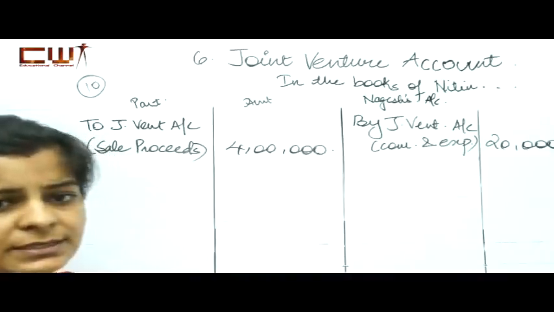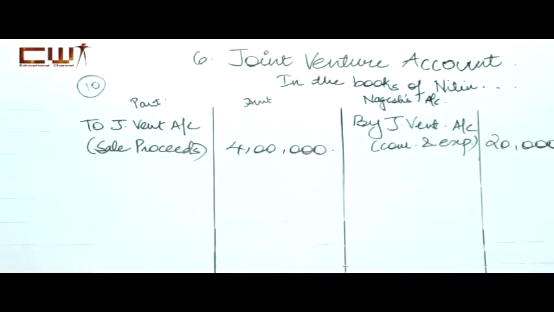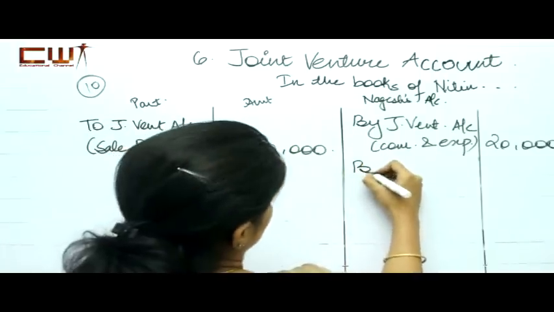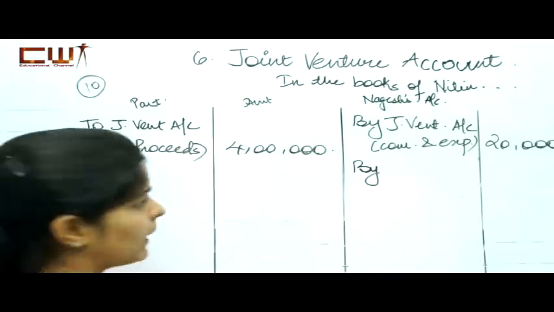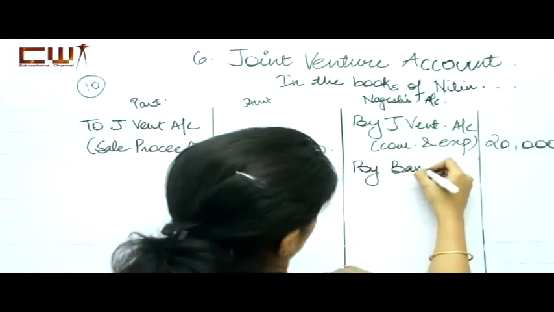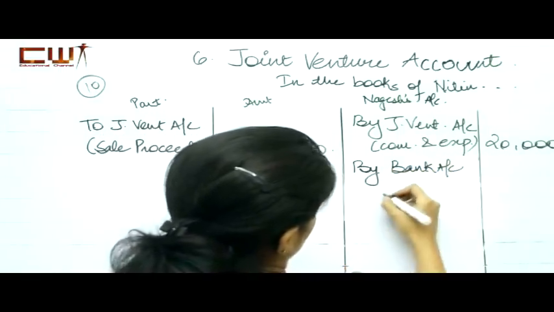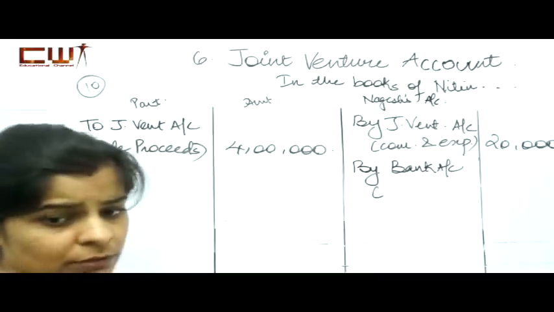Alright, what was the next thing? We had the amount that was received, 2,50,000, right? They had paid an amount. Remember what amount was given? So 2,50,000 you will mention in Nagesh's books. What? By bank account. Amount received.